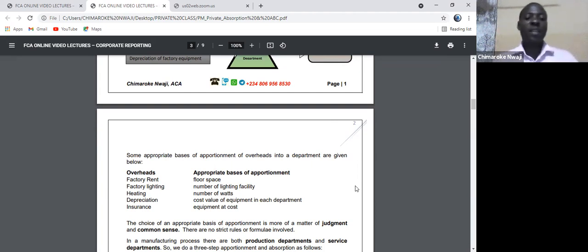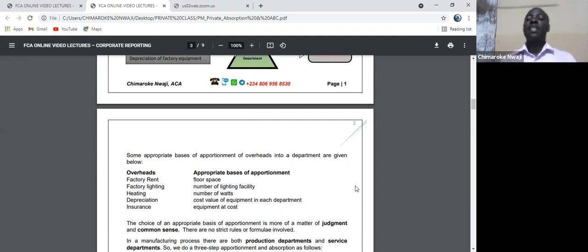Now look at factory lighting. The appropriate basis of apportionment is the number of lighting facilities. Then we look at heating, depreciation, and insurance. Now, one thing you should know about these appropriate bases of apportionment is that it could be anything. It is not compulsory that factory rent must use floor space. It is a measure of your judgment and common sense.